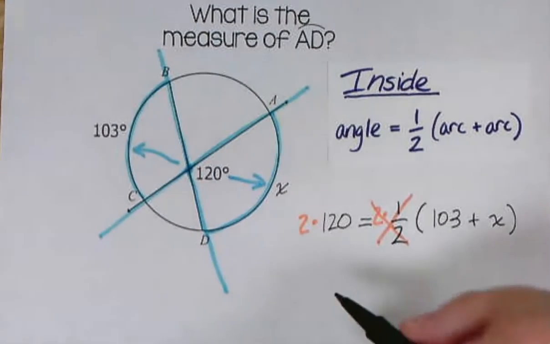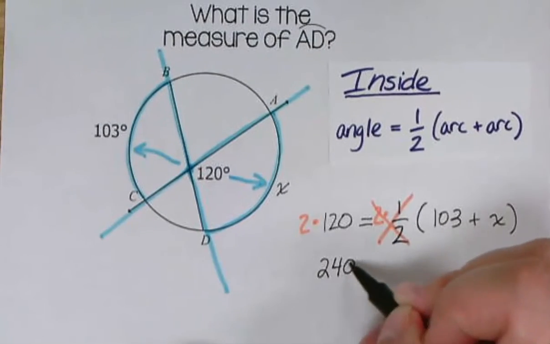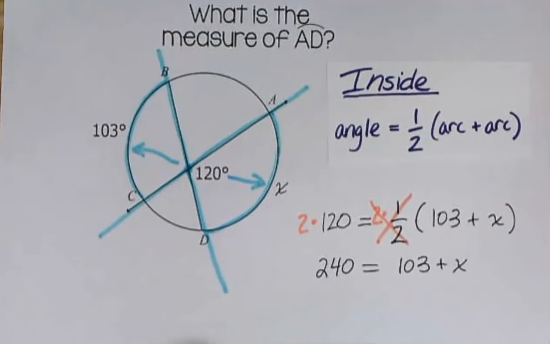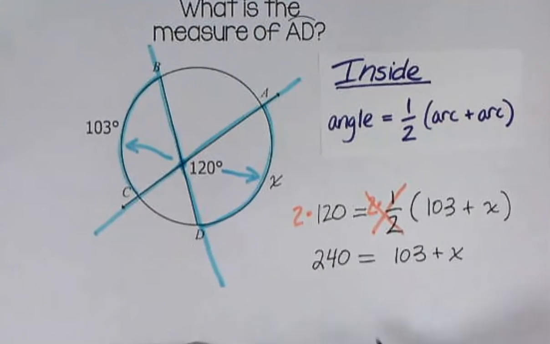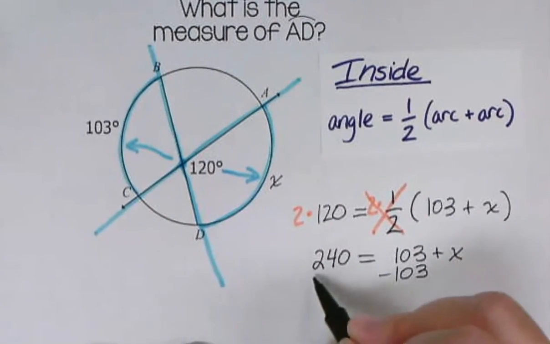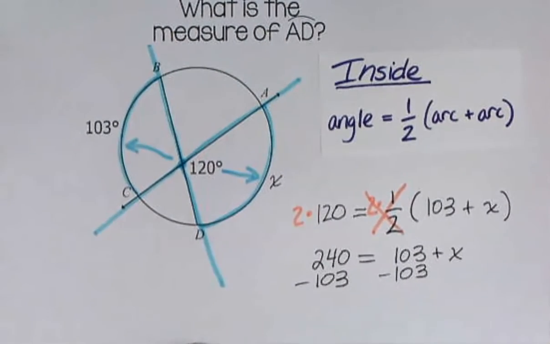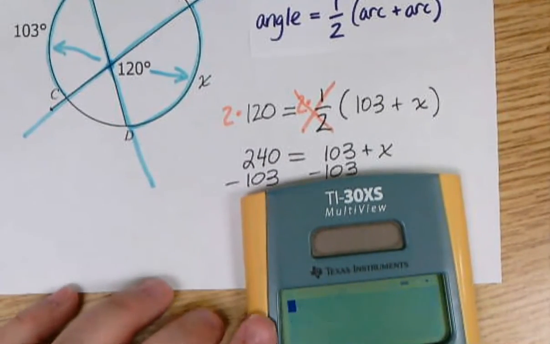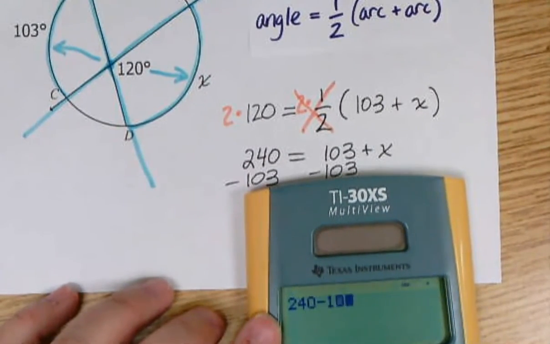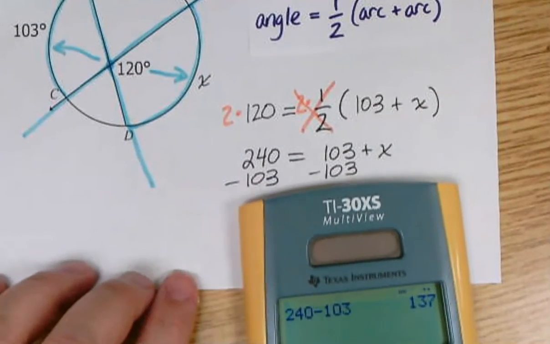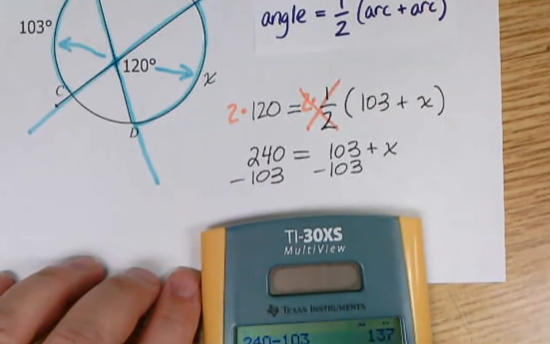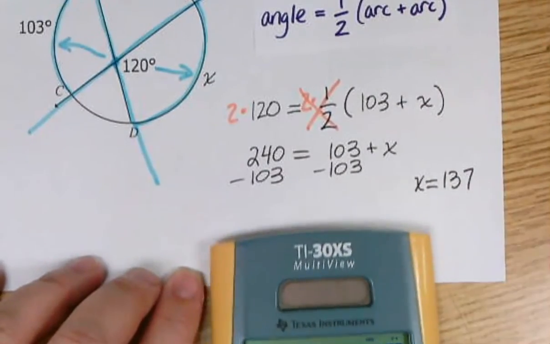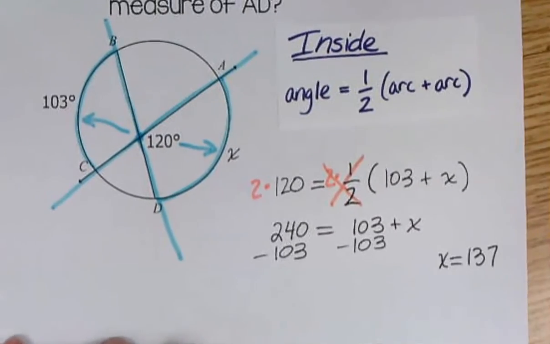Okay, so we have 2 times 120 over here. And over here we just have 103 plus x. We don't need parentheses because there's nothing out front but a 1. That makes it a pretty quick equation to solve. We're just going to do 240 minus 103. And if you don't like doing it that way, that's fine. You go ahead and distribute that 1/2. And x is 137.